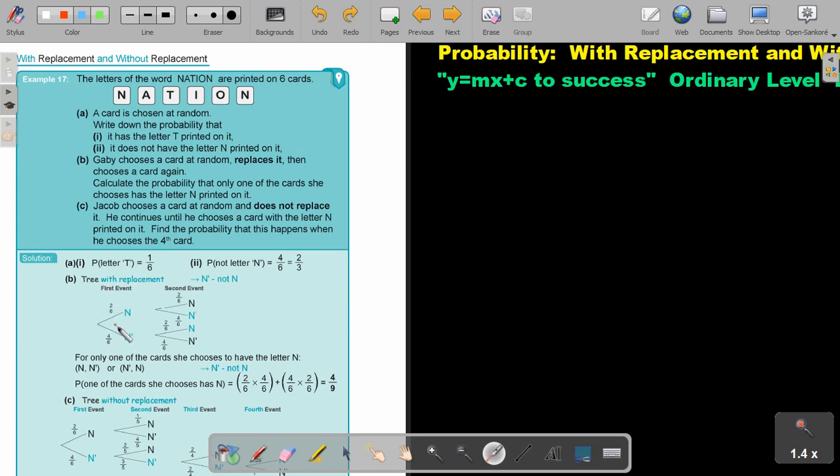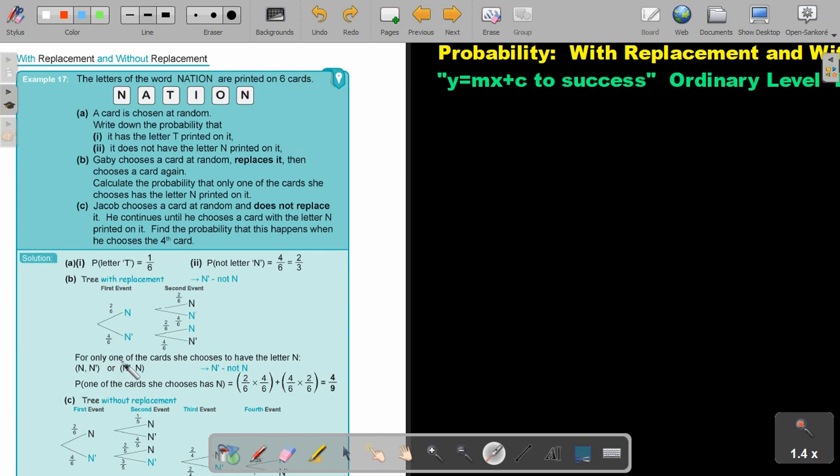Let's start again. N is 2 out of 6. Not N is 4 out of 6. Now, because it's replaced, for the second event it's again N, not N. Can you see that not? We just make almost like sets, the little dash. So there is the N, 2 out of 6, not N, 4 out of 6. So exactly what stands there is repeated there.